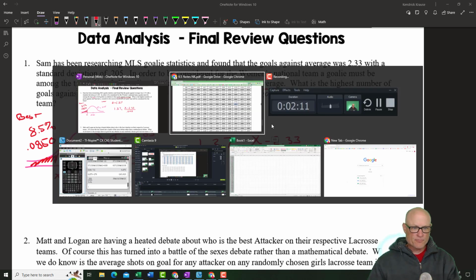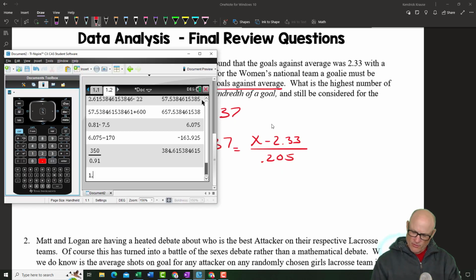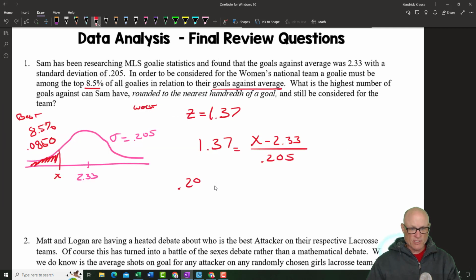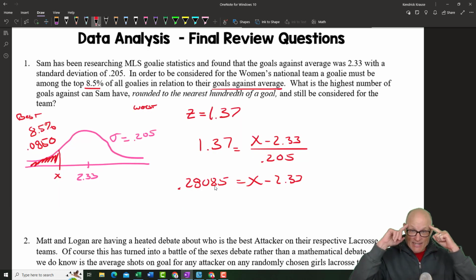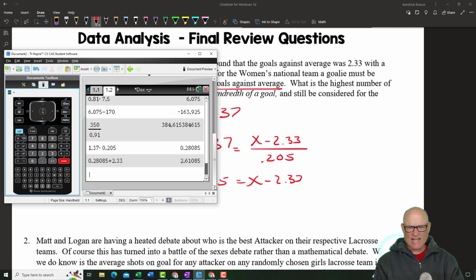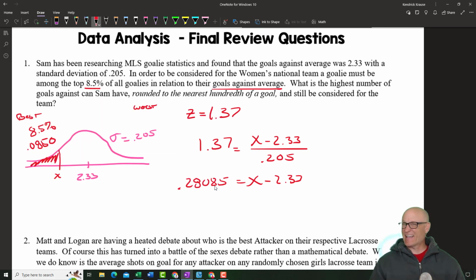Remember, we're going to cross multiply: 1.37 times 0.205 equals 0.28085. Don't round yet. Equals x minus 2.33. Ooh, I've got a major problem. I did not think. I was going to add 2.33, but look at that. I got 2.6, but I'm on the left side. That doesn't make any sense.